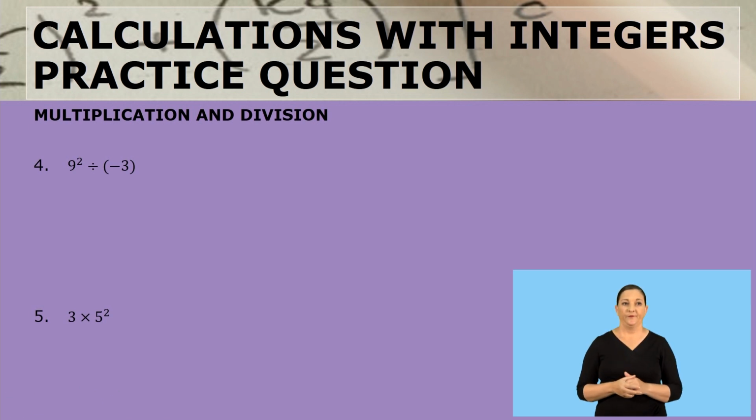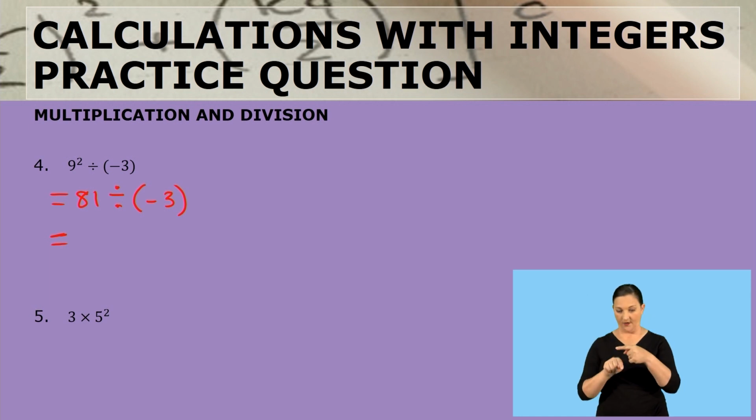Let's continue with more multiplication and division. Now we have 9 squared divided by a negative 3. Again, we are going to look at that 9 squared, and that is 9 multiplied by 9. 9 multiplied by 9 is a positive 81. We are going to divide that by a negative 3. We are dividing a positive number with a negative number. So that means that my answer is going to be negative. And what is 81 divided by 3? Yes, if you are thinking of 27, you are absolutely correct.